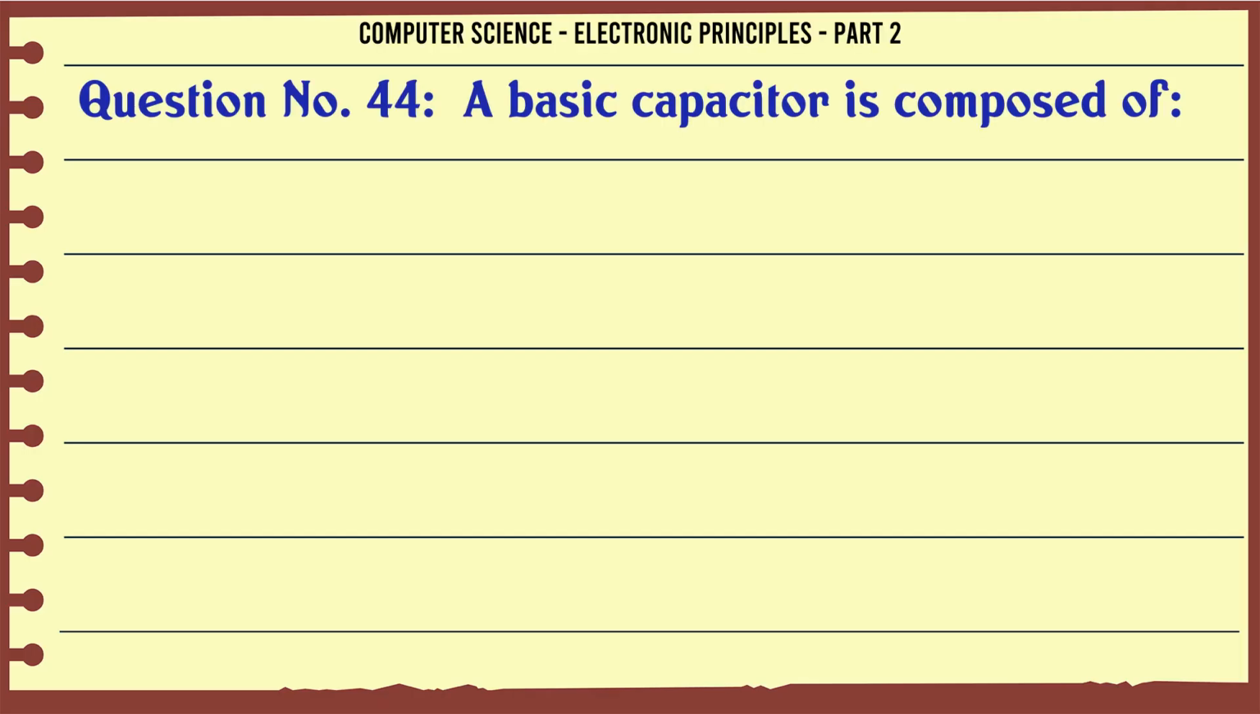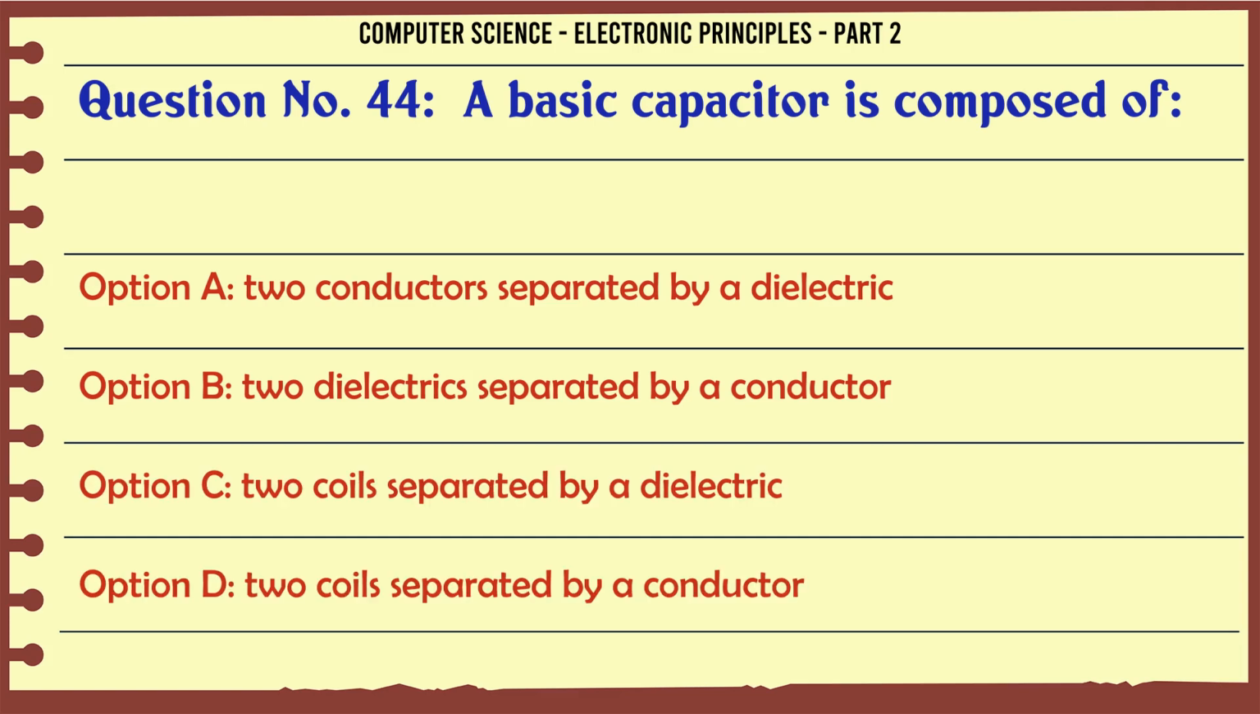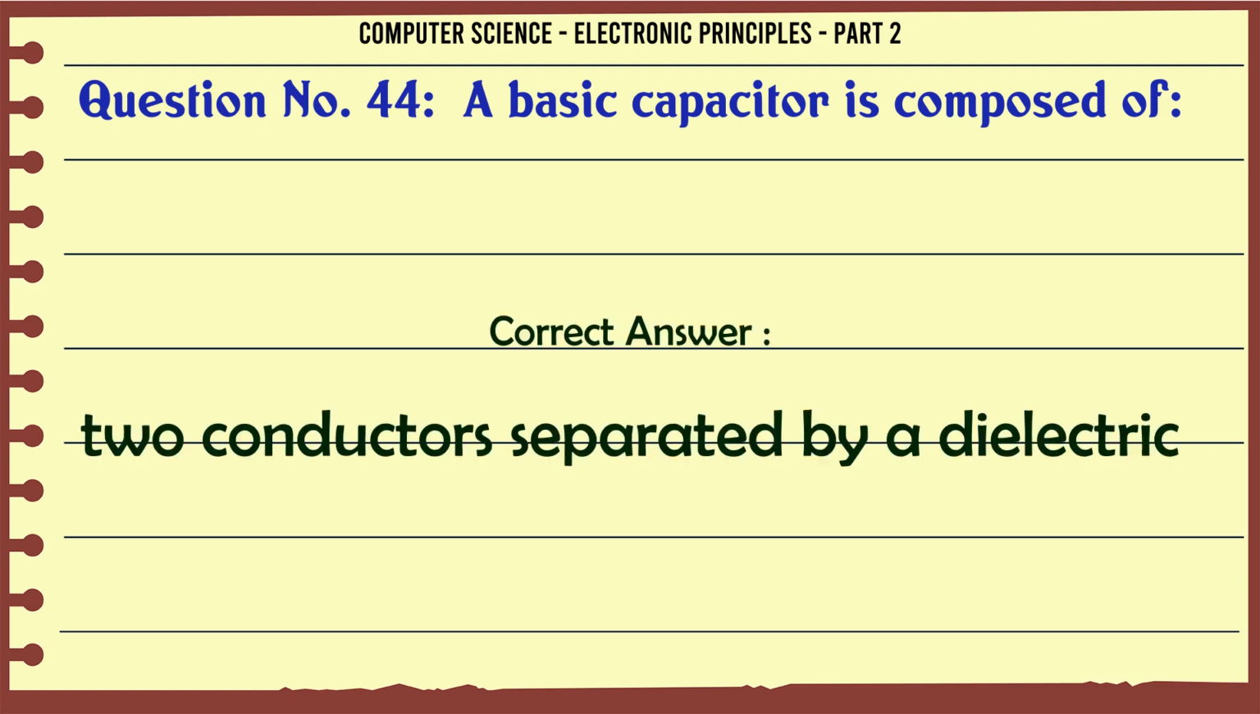A basic capacitor is composed of A. two conductors separated by a dielectric, B. two dielectrics separated by a conductor, C. two coils separated by a dielectric, D. two coils separated by a conductor. The correct answer is two conductors separated by a dielectric.